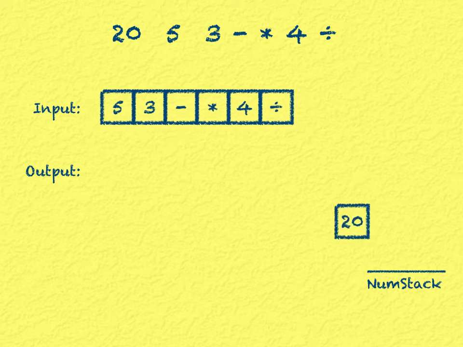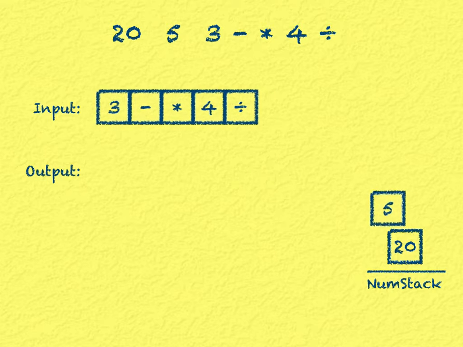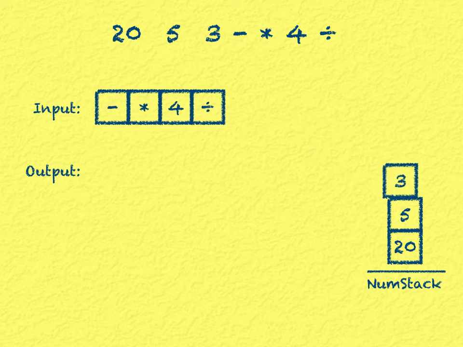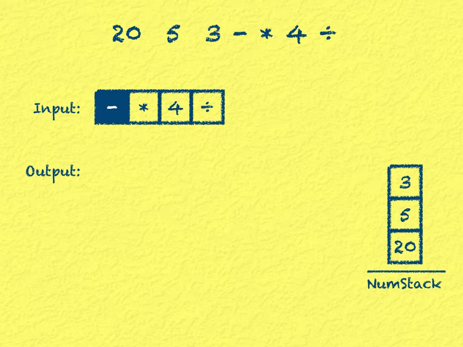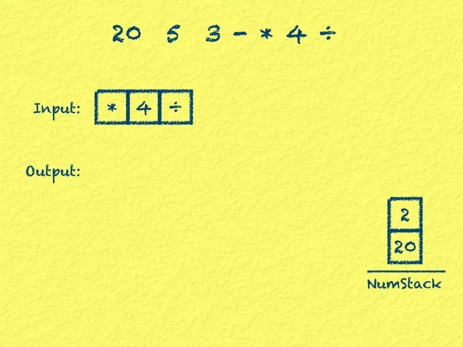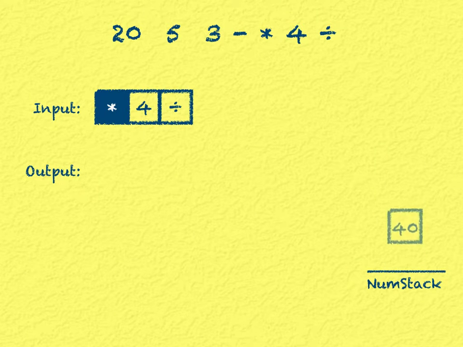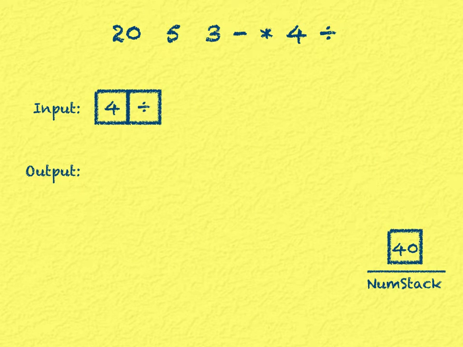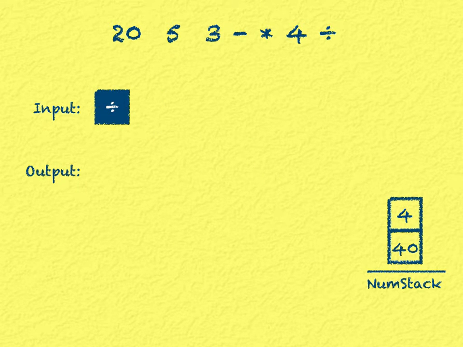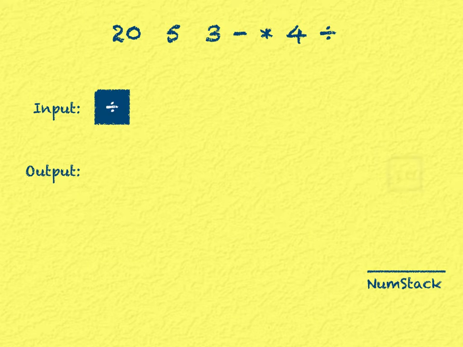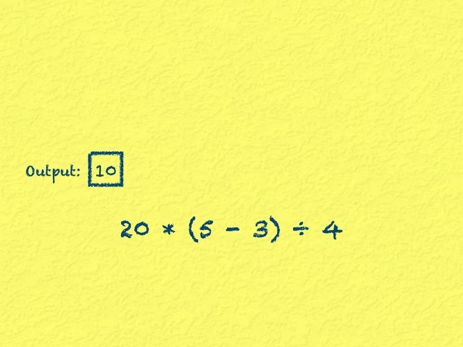20 is a number, put it onto the number stack. 5 is a number, onto the num stack. 3 is a number, onto the num stack. Minus is an operator, apply it to the top two numbers in the stack, and we get 2. Next, we got another operator, multiplication. Apply that to the current top two numbers, we get 40. 4 is a number, onto the num stack. Division, apply it to the top two numbers, we get 10. Input is empty, final answer is 10.